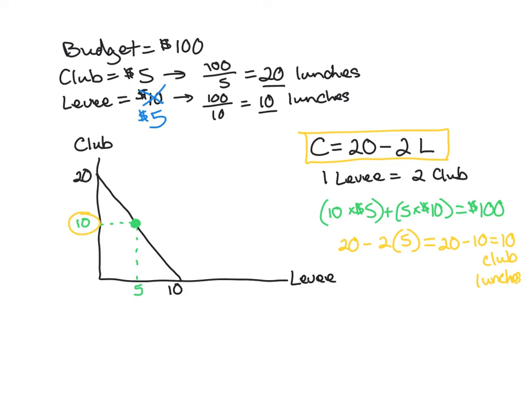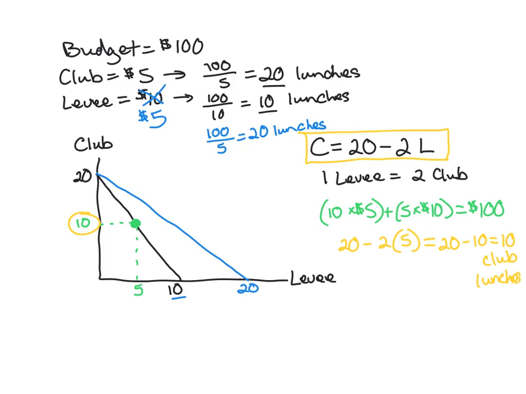Well, now at half price, he could afford to go to the levy double the amount of times. So his $100 budget at $5 per lunch would allow him to go to the levy 20 times. Okay, so if we draw that, we've expanded from 10 out to 20 possible lunches at the levy. Professor Smith's budget constraint has shifted out along the x-axis, right?